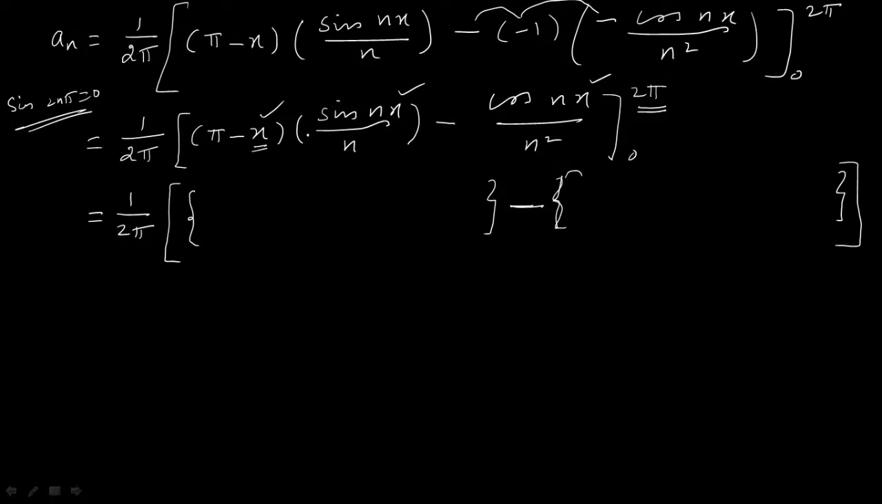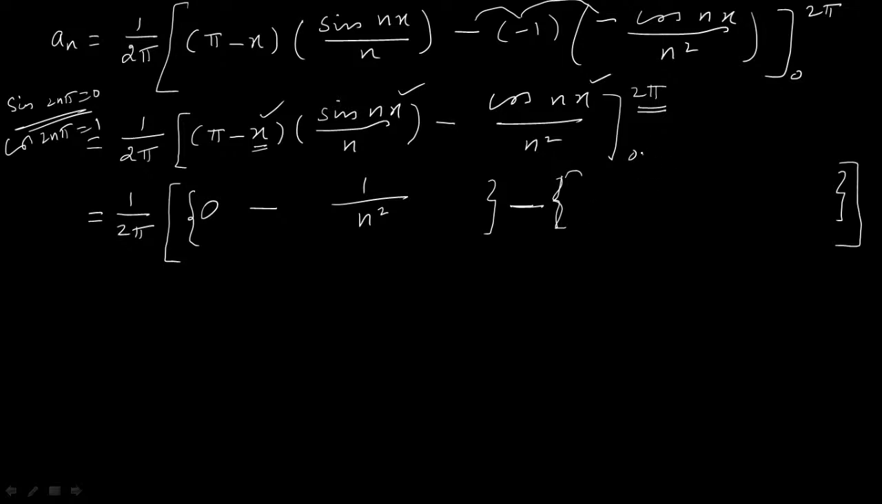So no need to substitute here. 0 into anything is 0, so the entire term becomes 0. Minus. So the first term becomes 0. Coming to the second term, cos, if you replace x by 2 pi, what do you get? Cos 2n pi. What is the value of cos 2n pi? Cos 2n pi value is plus 1. So here you have 1 divided by n square. So in the upper limit you have 0 minus 1 by n square, minus the lower limit.